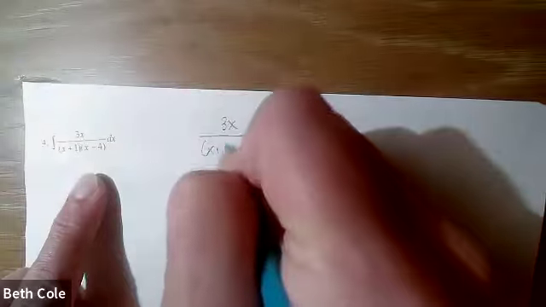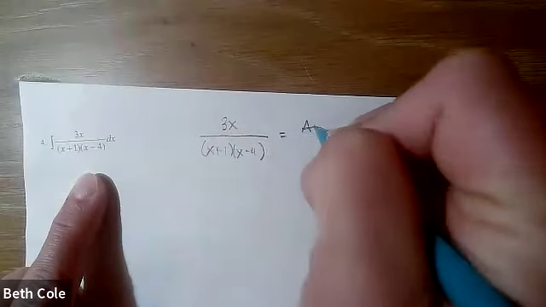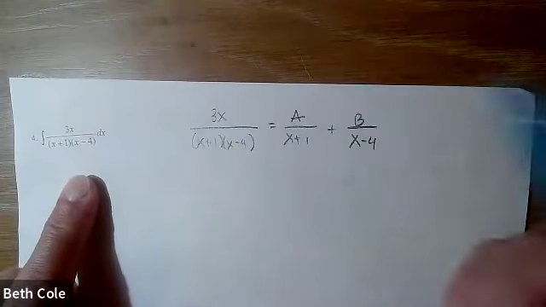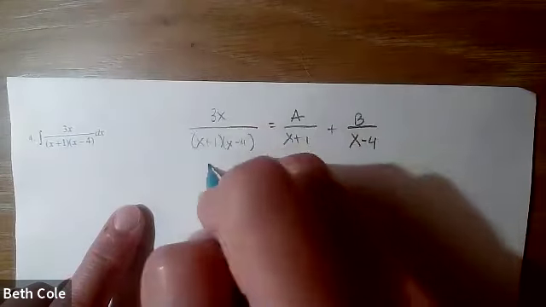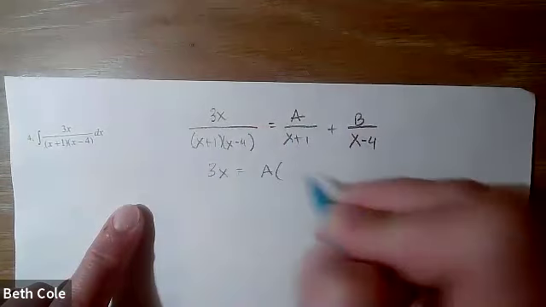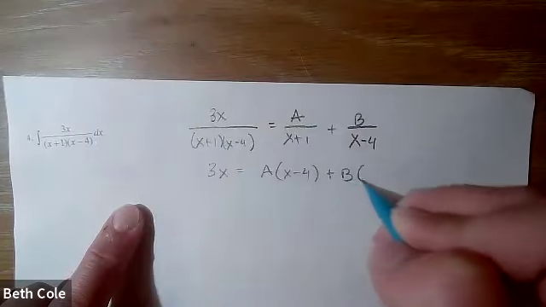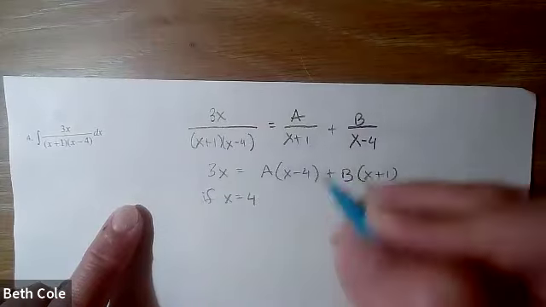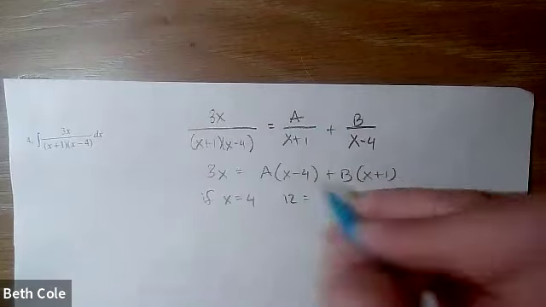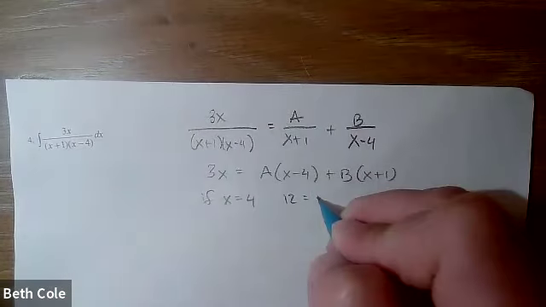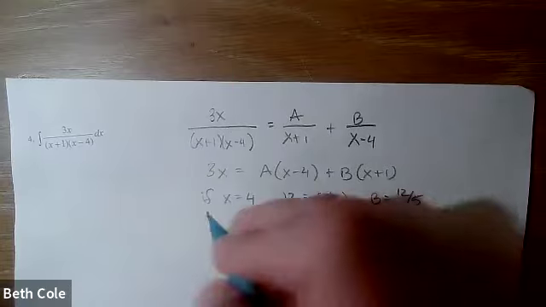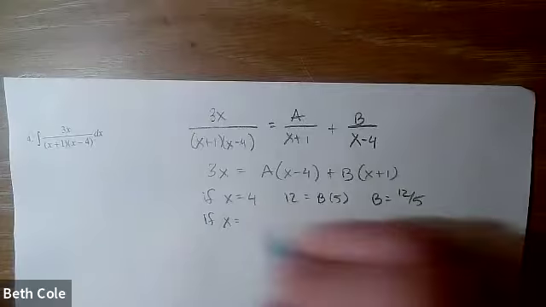All right, this is another partial fractions one. It's just already factored for us. So I'm going to make this equal a over x plus 1 plus b over x minus 4. I'm going to multiply all 3 of these terms by that denominator. I'm going to say if x equals 4, then 3 times 4 is going to be 12. This part cancels. It would be b times 5. So b is 12/5.